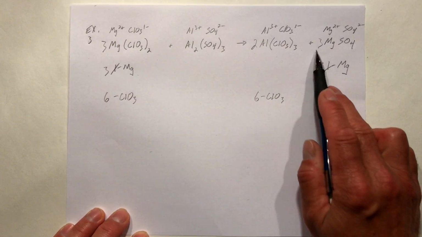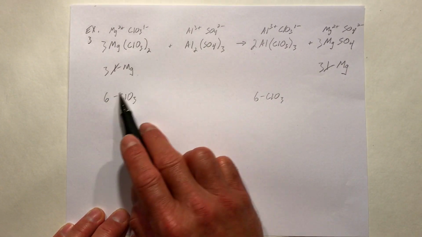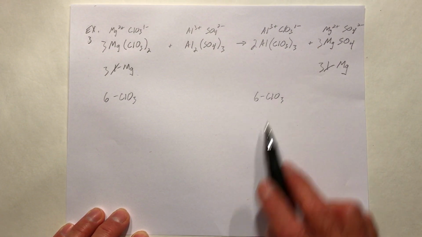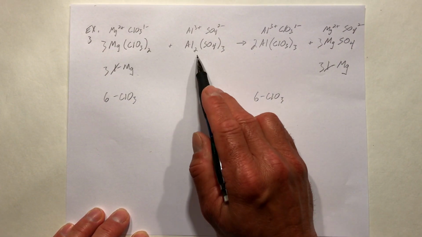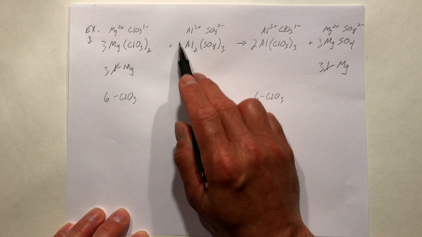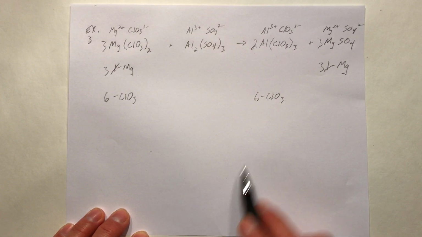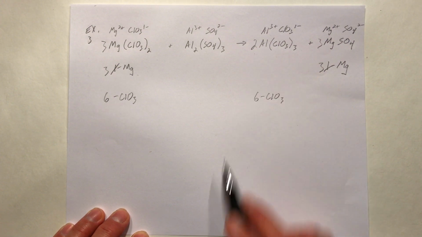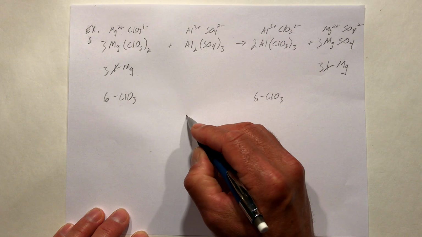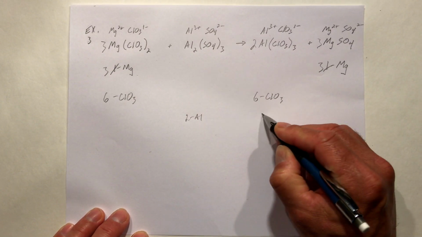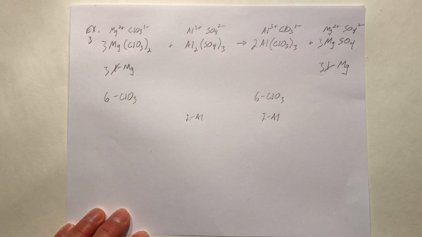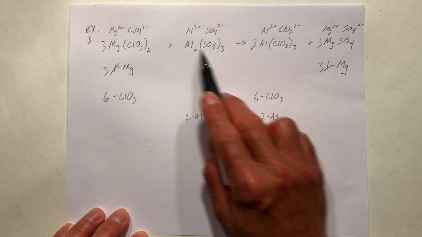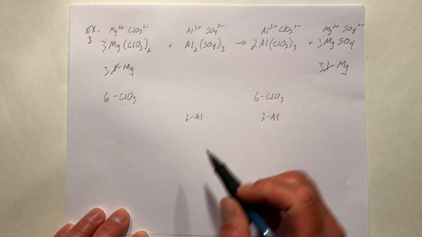So we have 3 Mgs, 3 Mgs. 3 times 2 is 6 ClO3s. 2 times 3 is 6 ClO3s. All right, let's move on. We have 2 Als on the left, right? Coefficient of 1 times subscript of 2. And 2 Als on the right, coefficient of 2 times unwritten subscript of 1. So we have 2 Als and 2 Als. And now for the SO4s. We have 3 SO4s on the left, coefficient of 1, unwritten, times 3 is 3 SO4s.